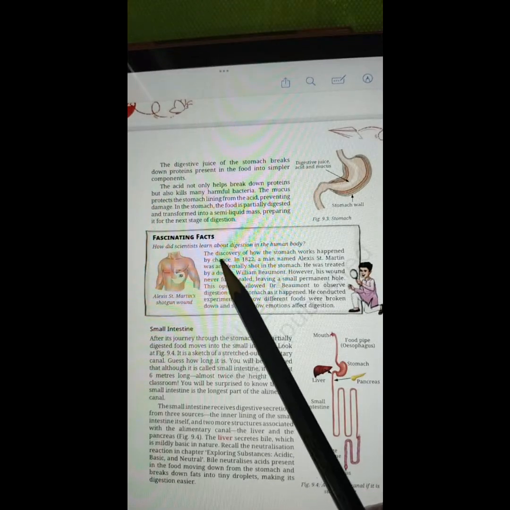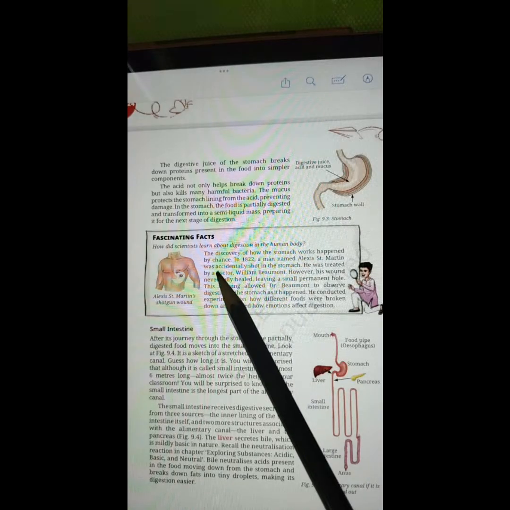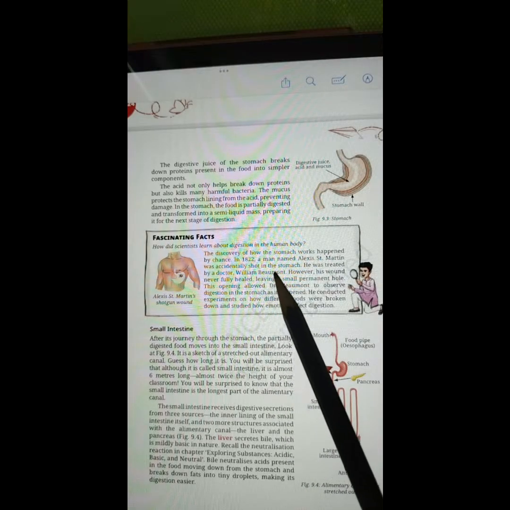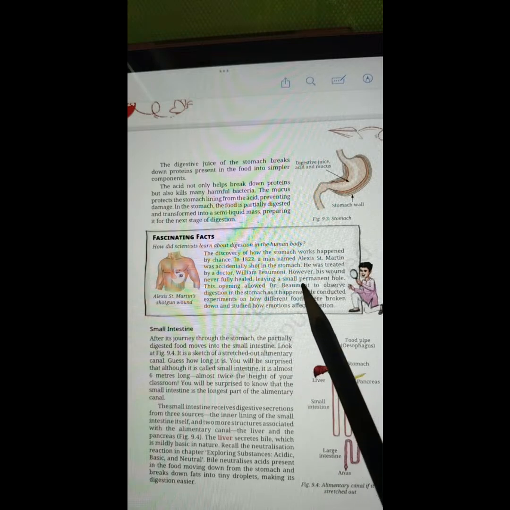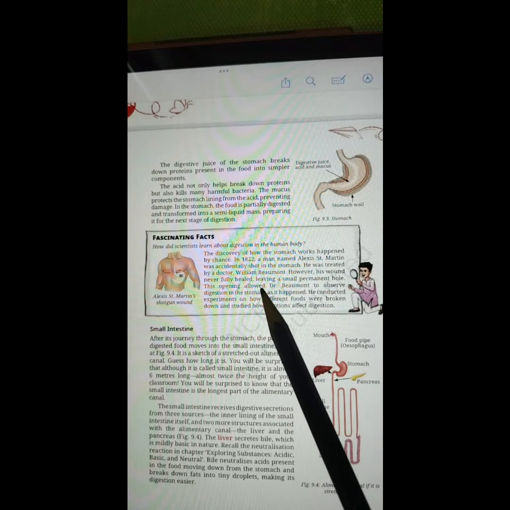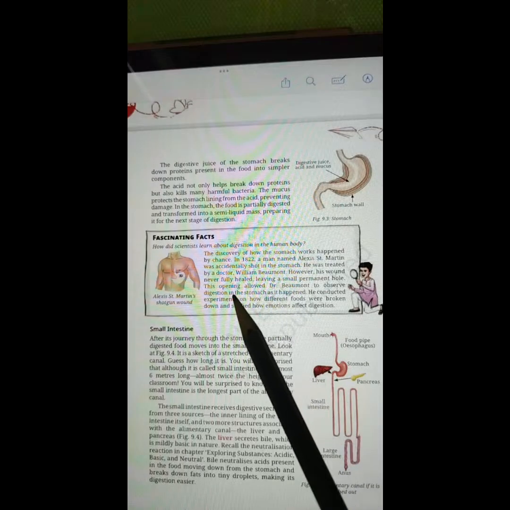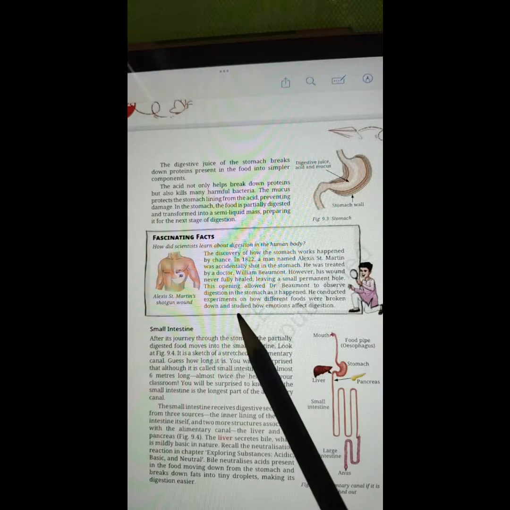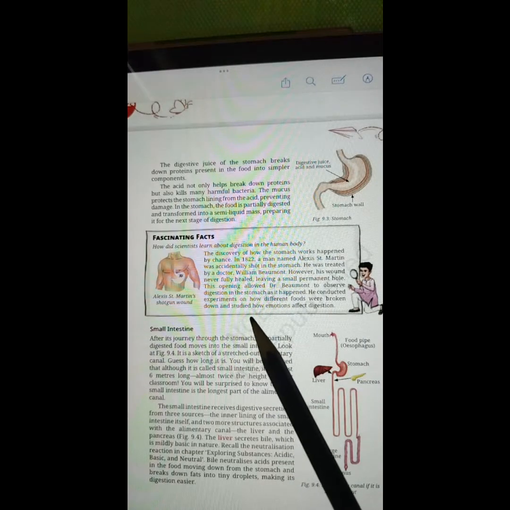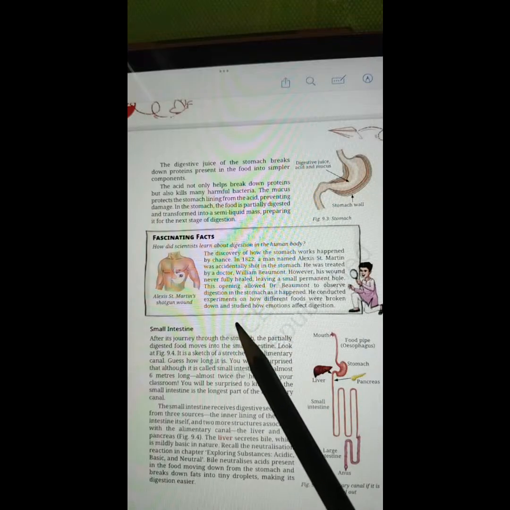Fascinating facts. How did scientists learn about digestion in the human body? The discovery of how the stomach works happened by chance. In 1822, a man named Alexis St. Martin was accidentally shot in the stomach. He was treated by the doctor William Beaumont. However, this wound never fully healed, leaving a small permanent hole. This opening allowed Dr. Beaumont to observe digestion in the stomach as it happened. He conducted experiments on how different foods were broken down and studied how emotions affect digestion.